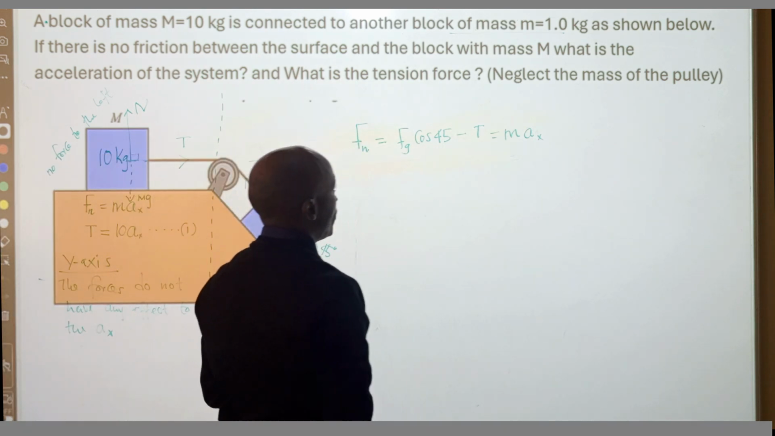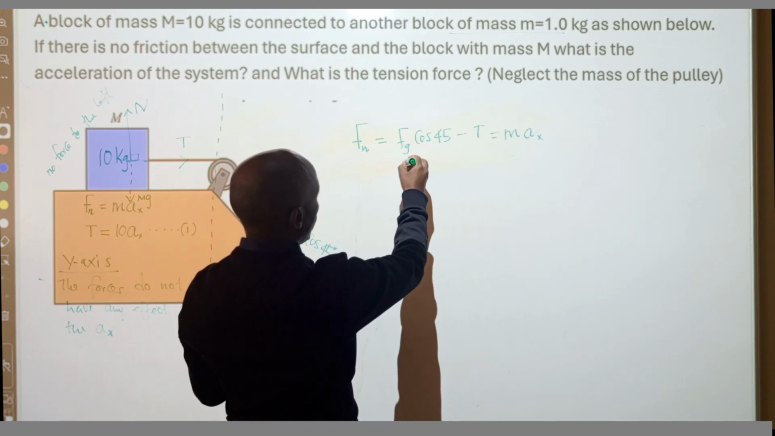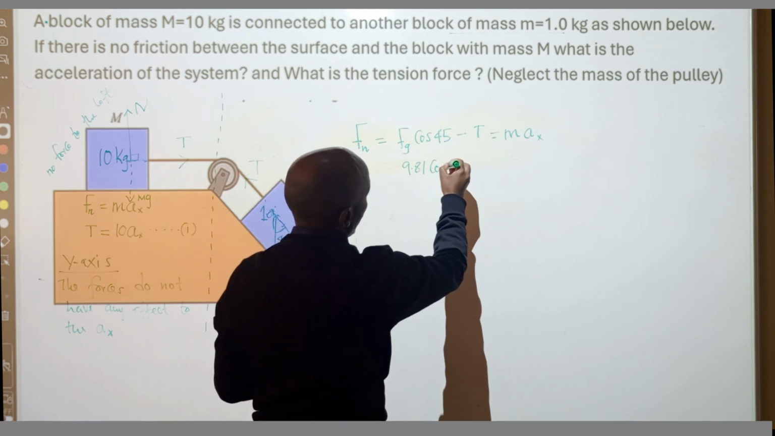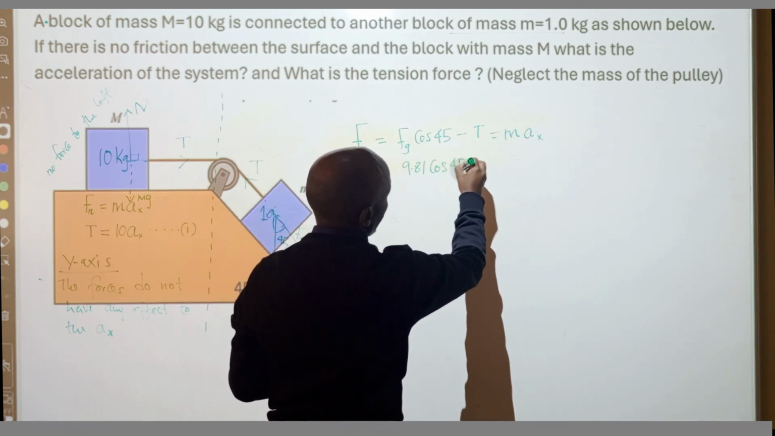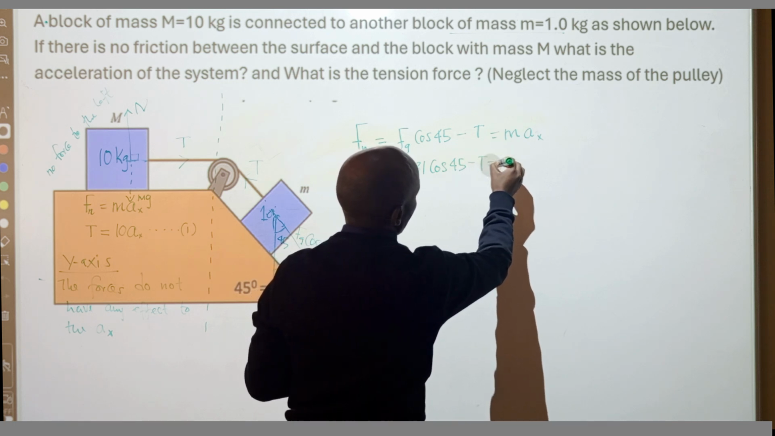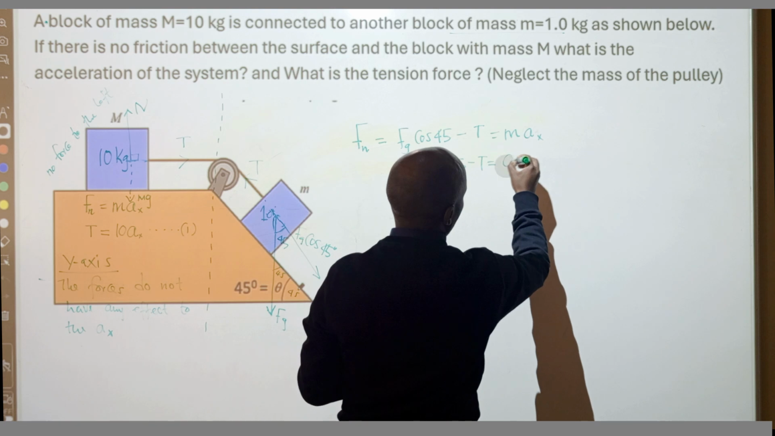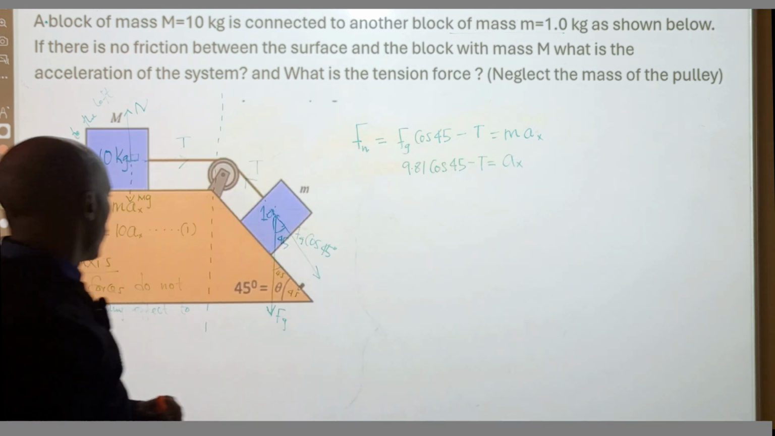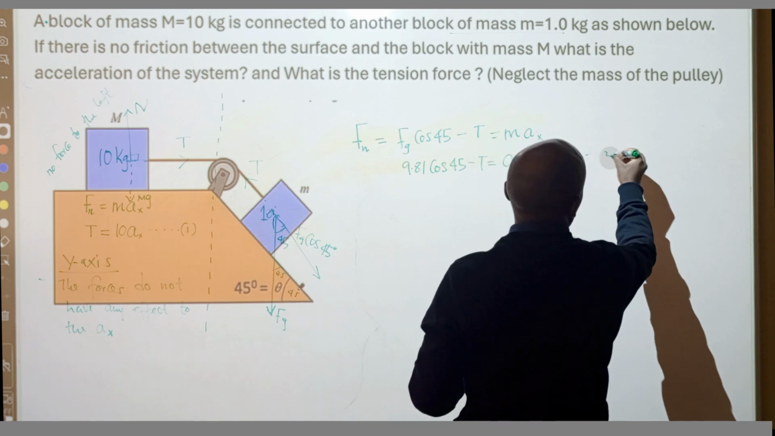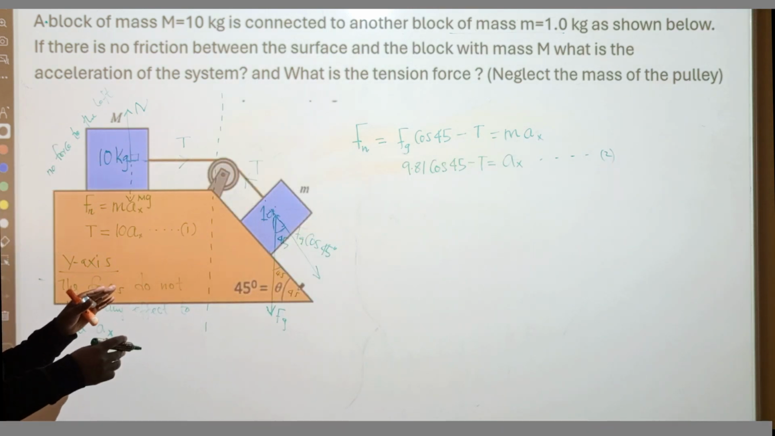So with that, we just need now to substitute what we know. This 1 times 9.81, which is the same value, cosine of 45 minus T. So minus T is equal to, again, 1 times ax, like that. And therefore, we're going to have our equation number 2. Then we solve these two equations simultaneously.